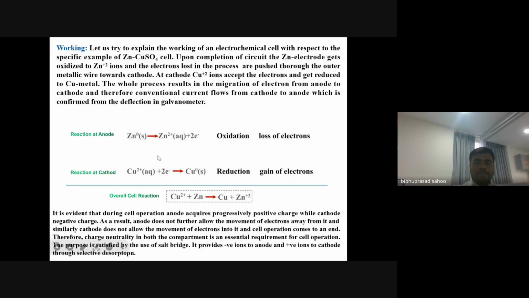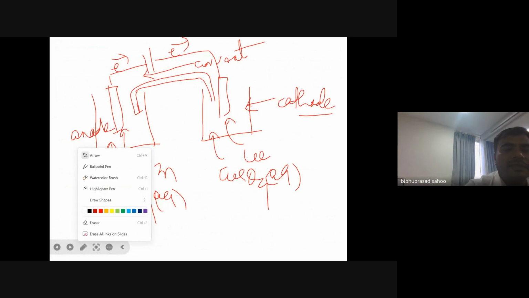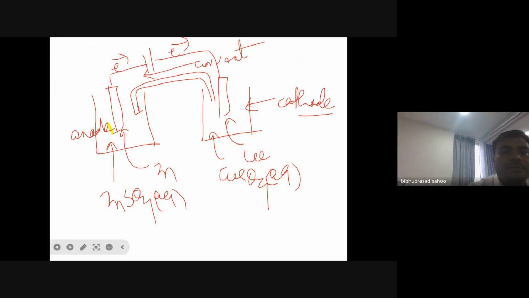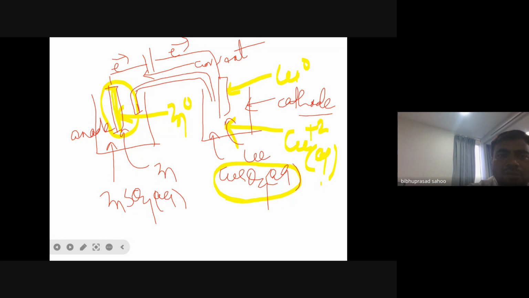In this half cell, the zinc oxidation state is 0. This zinc oxidation state is 0, Zn 0, and here also copper 0. But inside the solution, copper 2 plus is there, copper 2 plus aqueous. It has come from copper sulfate, and the zinc rod is electrically neutral.